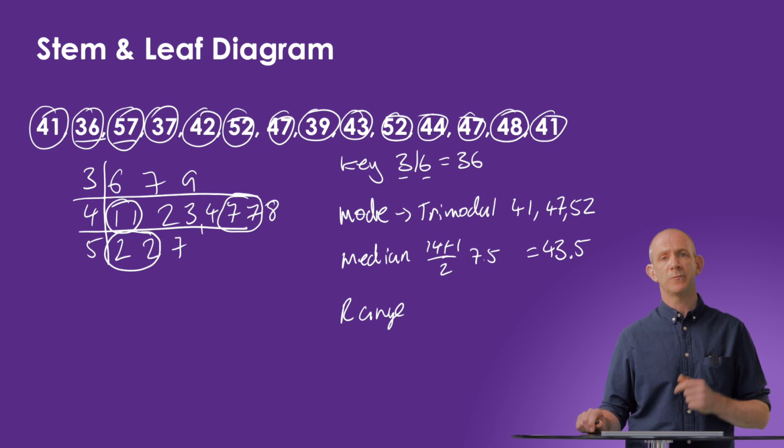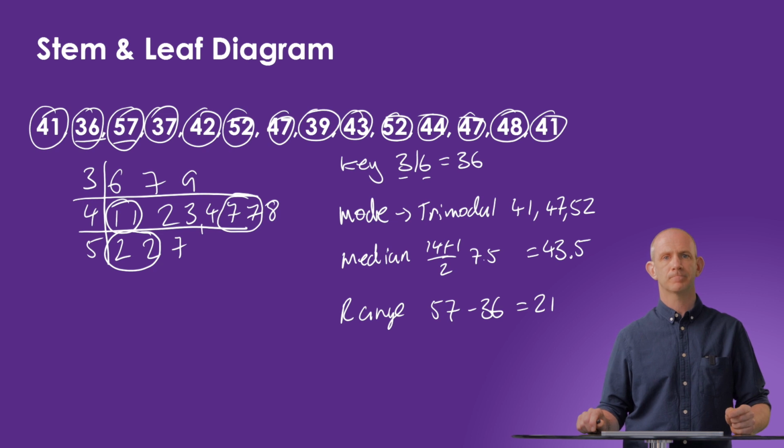The range would be 57 take away 36 to give us a range of 21, and suggests that we've got quite a wide range of worm lengths, so not a great deal of consistency.